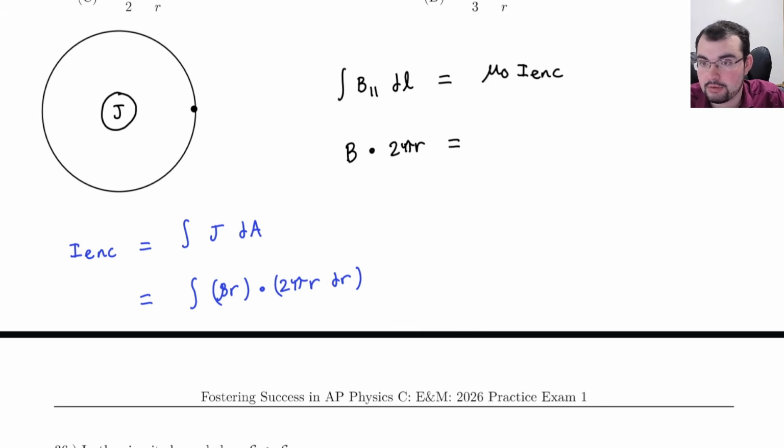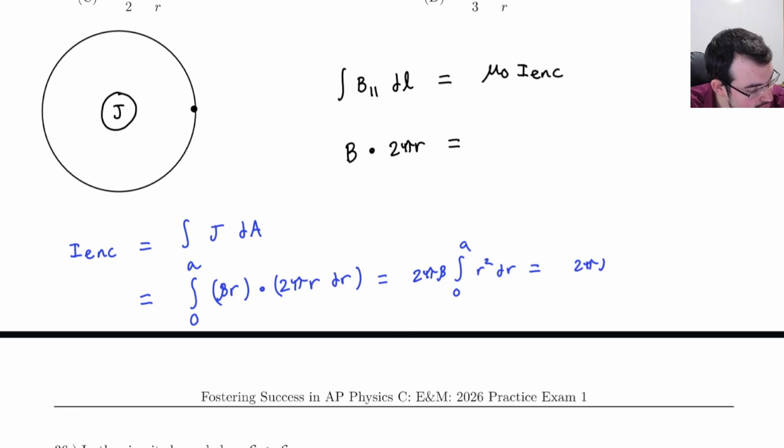And what are we doing? Well, we're integrating from, we want all of the current in the wire. So we want to go from 0 to the radius of the wire, little a. So we'd get 2 pi beta times the integral from 0 to a of r squared dr. So we'd get 2 pi beta a cubed over 3 would be our enclosed current. So there we go.